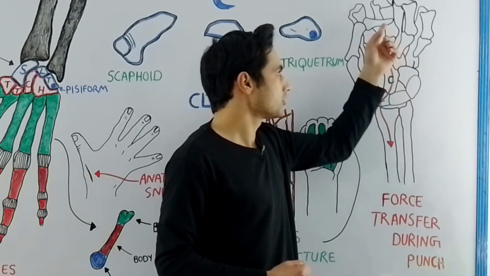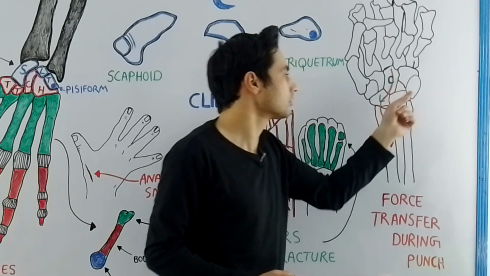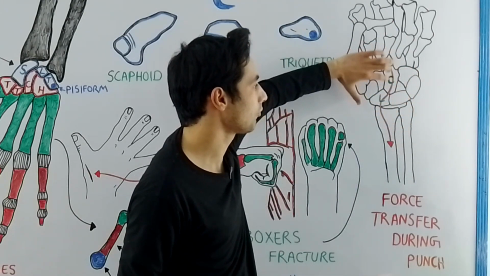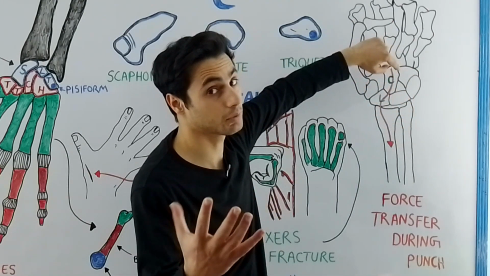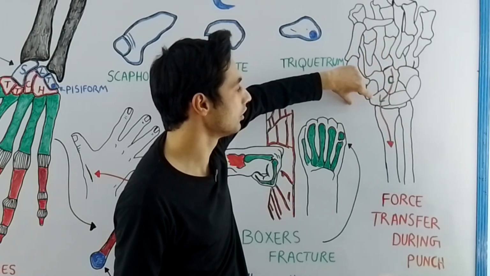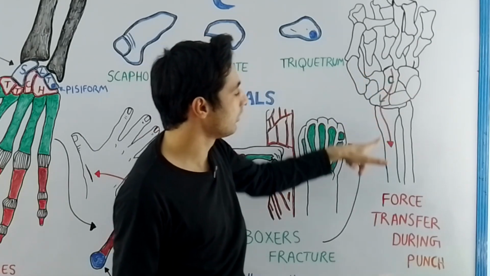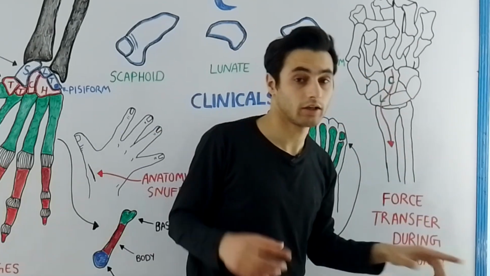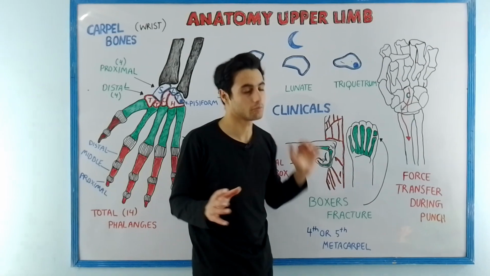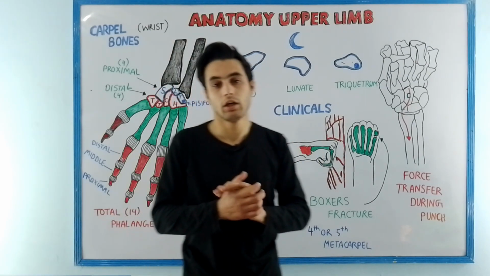First of all, the force is received by the metacarpal bones, then it is transferred to this capitate bone of the carpal region, and then finally to the lunate bone of the proximal row, and finally into the radius bone. This was all about the carpal bones along with the anatomy and the clinicals.